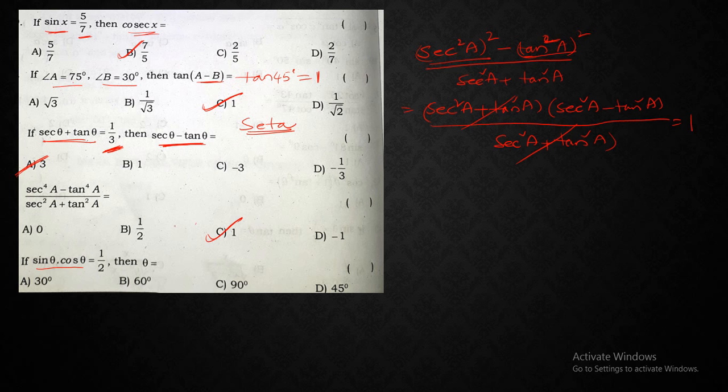Next, sin theta into cos theta is equal to 1 by 2. What has been given? Sin theta into cos theta is equal to 1 by 2. So when I cross multiply, this becomes 2 sin theta cos theta is equal to 1. This is nothing but a formula: 2 sin theta cos theta is sin 2 theta. So sin 2 theta is equal to 1. It is possible when the angle is 90 degrees. So on comparison, 2 theta is equal to 90 degrees. So clearly theta is equal to 45 degrees. So the answer is 45 degrees.